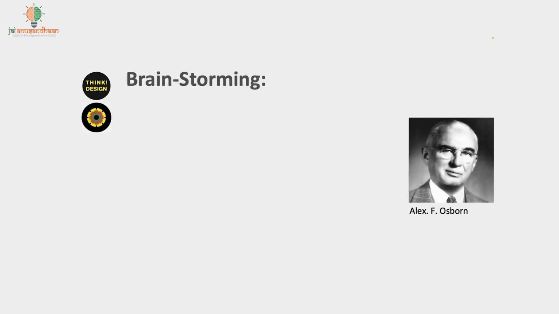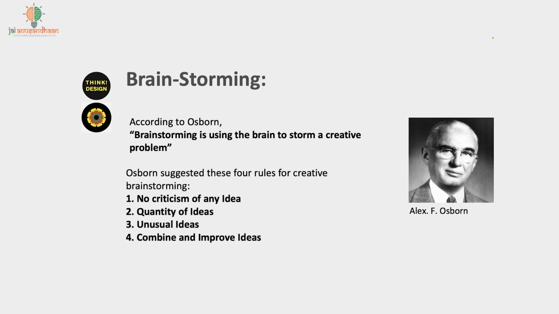The first method, we'll call it brainstorming, and we already mentioned it's Osborne who thought of this term. It's using the brain to storm a creative problem. Some of the set rules are: don't criticize, generate as many ideas as possible, and let the ideas be as unusual as possible, even if it doesn't make sense, it doesn't matter. For the sake of ideas, it's better to have unusual, unique solutions, and you can combine and improve these ideas in the long run. These are the simple rules for creative brainstorming.